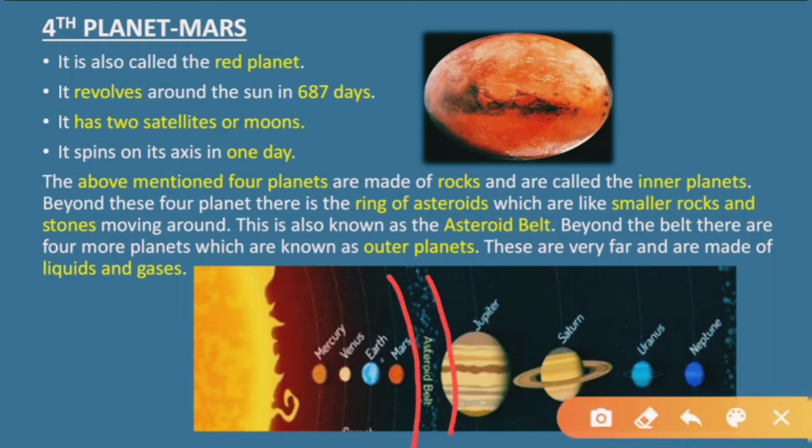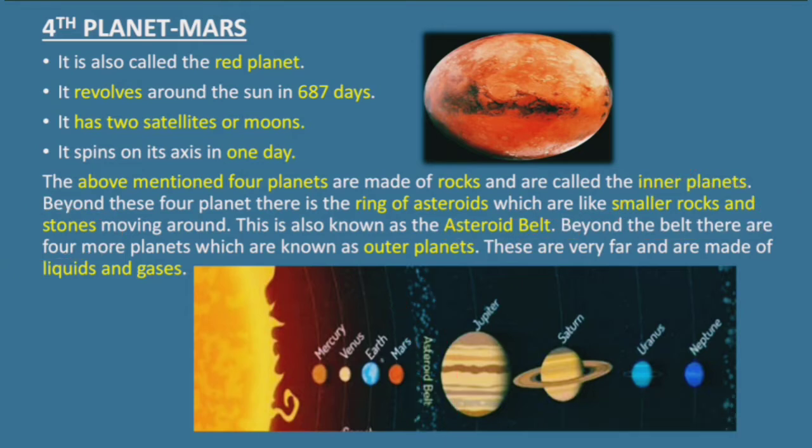In between this you can see the white dotted points. This is known as asteroids. After these four planets one belt is there, and it consists of what? It consists of small rocks and stones, and it is named the asteroid belt. The asteroid belt is made up of rock and stones. One belt-like structure is there, and it is also known as asteroid or asteroid belt.